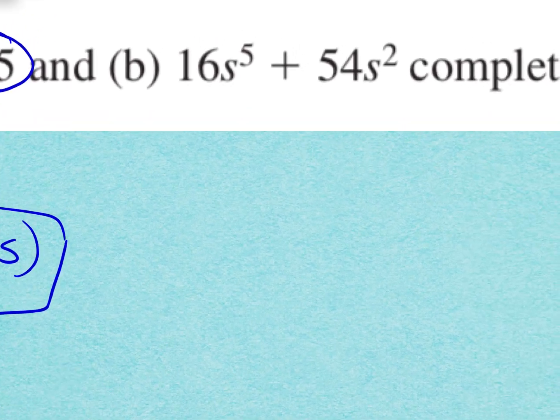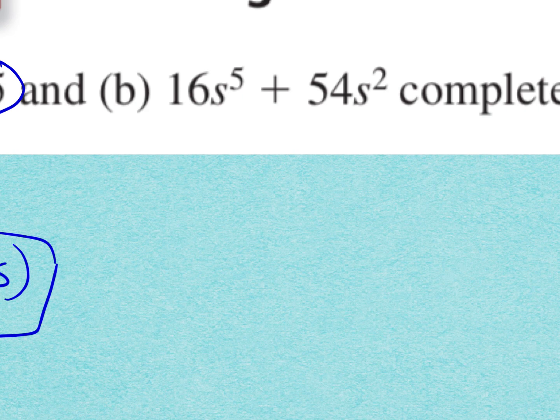So let's look at B. Well, looking at B, these aren't the sum of cubes because s squared isn't a perfect cube. So what do you think I could do first? 16 and 54 also aren't perfect cubes. What should I do first? Factor how? Take out the GCF. What is our GCF with the numbers 16 and 54?